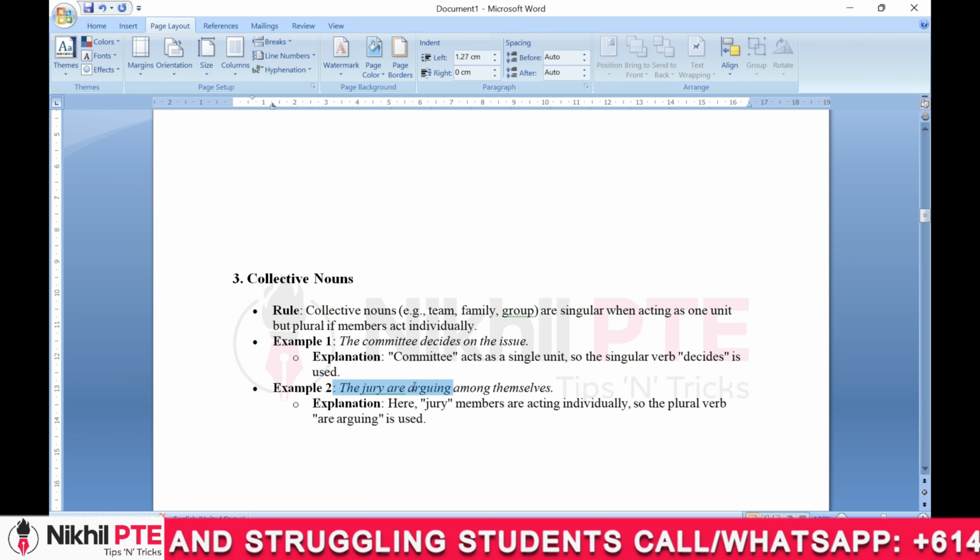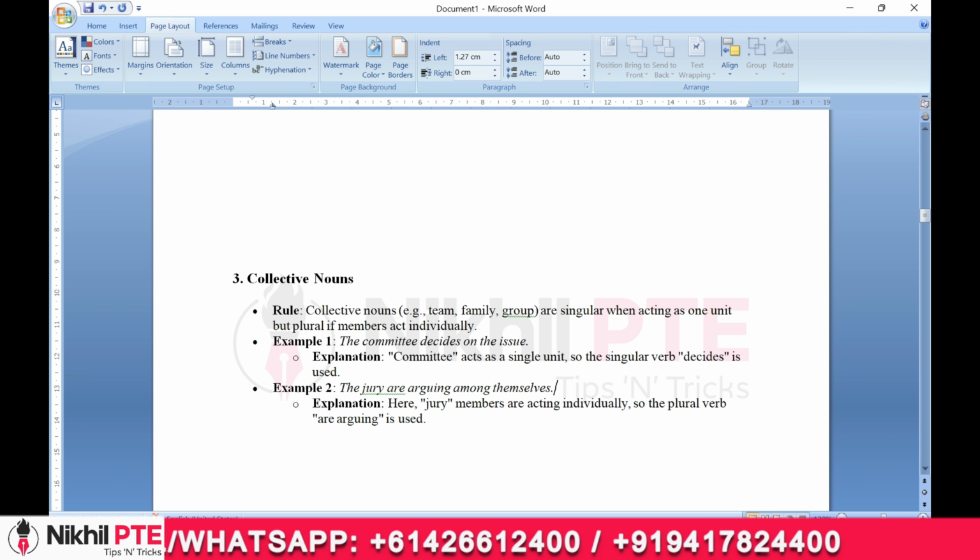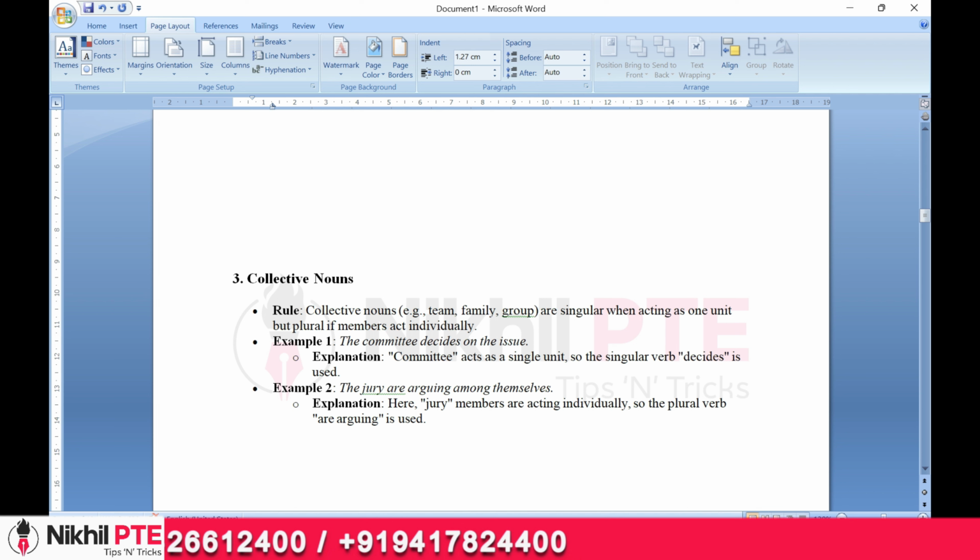The jury are arguing among themselves. Jury members are acting individually. So the plural verb are arguing is used. So here will be are, not is.